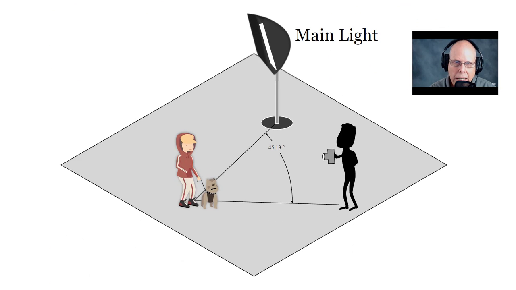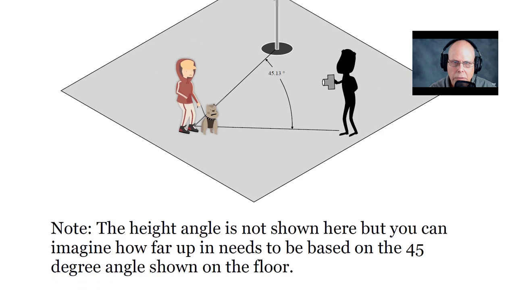And the way we do that is we move the main light off to the side 45 degrees, and not shown here is I also move the light up 45 degrees, and that's what creates that loop shadow under the nose.